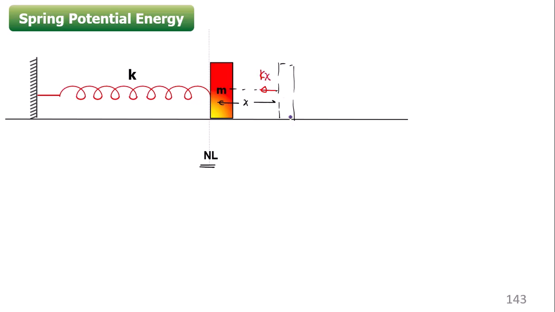Now if you displace it further by dx distance. So from this position I am displacing further by dx distance. So now I want to calculate the work done by the conservative force. Now here the work done is by the spring force. So that should be equal to how much? Minus kx dot dx.